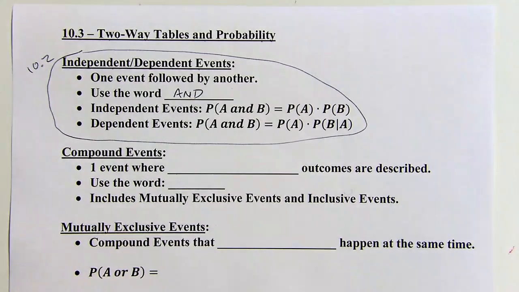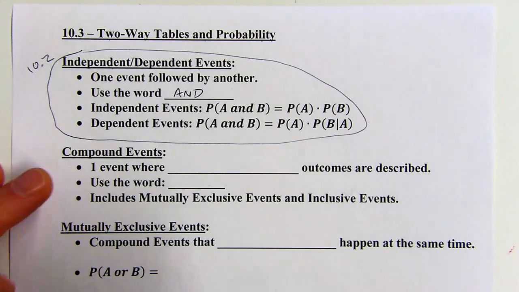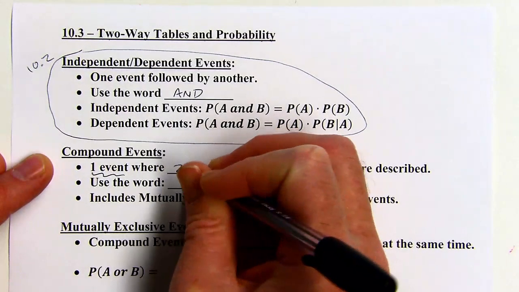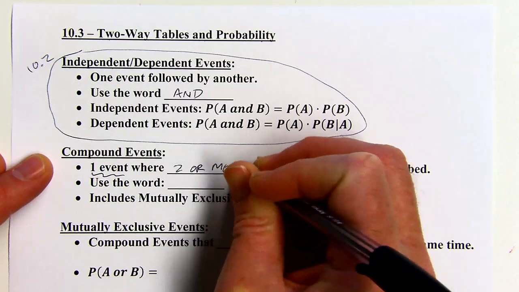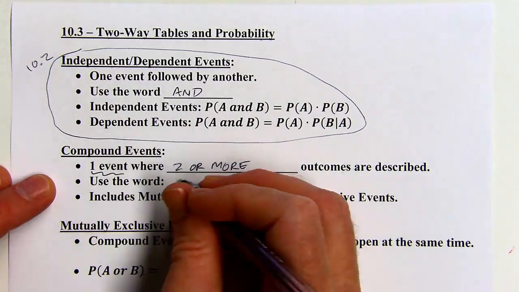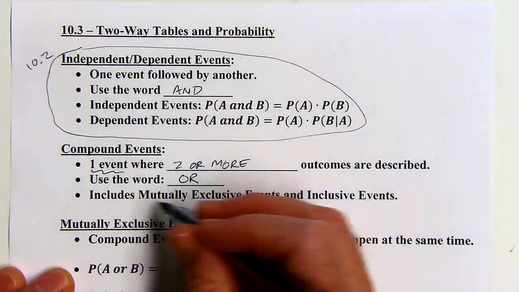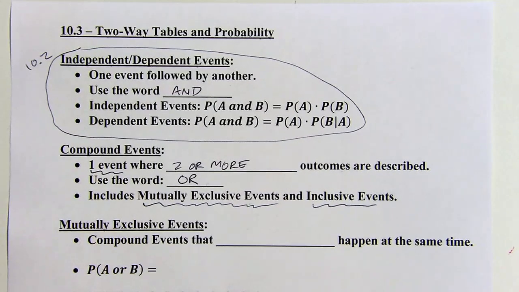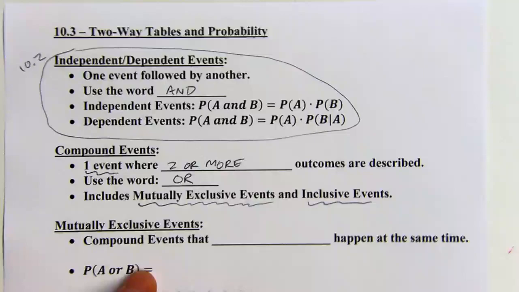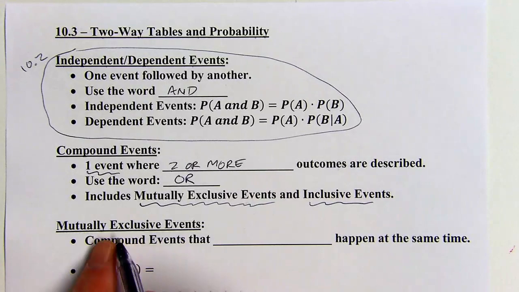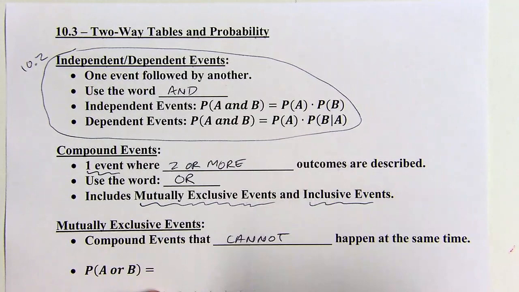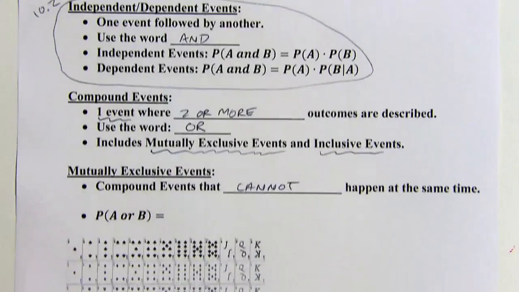So compound events, which is what we're going to be working on in this section, is where we've got one event where two or more outcomes are described. This is going to use the word "or." There are two types: mutually exclusive events and inclusive events, and we're going to start with the mutually exclusive ones. Mutually exclusive means they're compound events that cannot happen at the same time. I'll show you with an example.